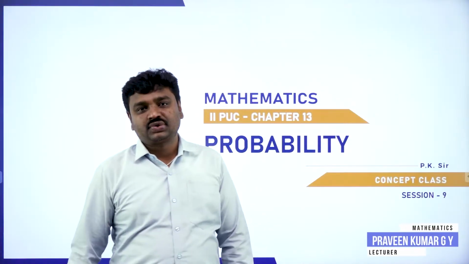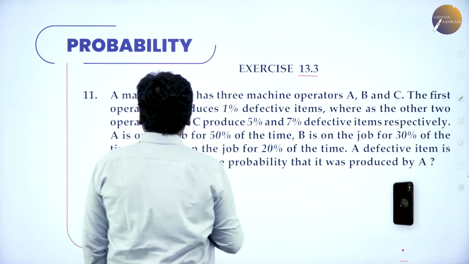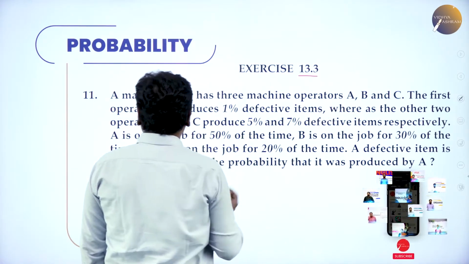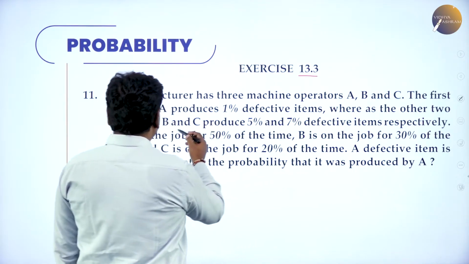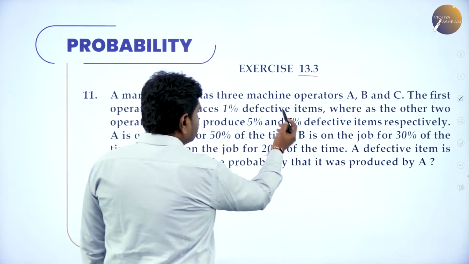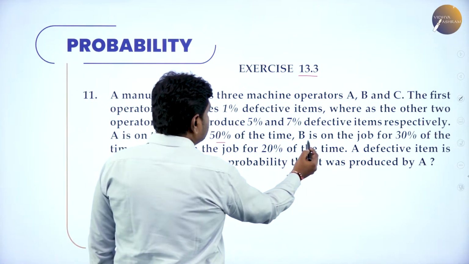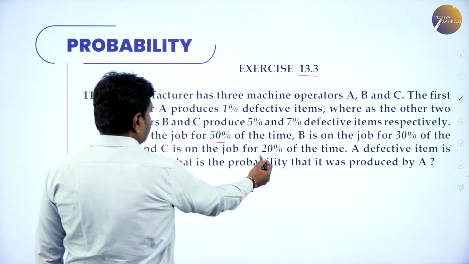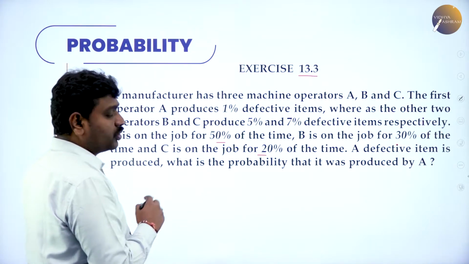Welcome to the session, dear students. Today we'll go ahead with the problems of probability. So now in exercise 13.3, they told a manufacturer has three machine operators A, B and C. The first machine operator A produces 1% defective items, whereas the other two B and C produce 5% and 7% defective respectively. A is on job for 50%, B is on job for 30% and C is on job for 20%. A defective item is produced. What is the probability that it is produced by A?